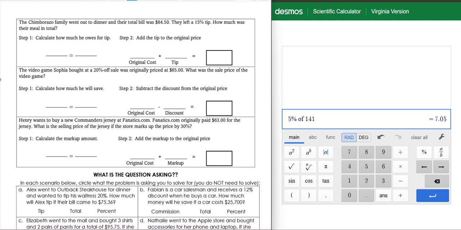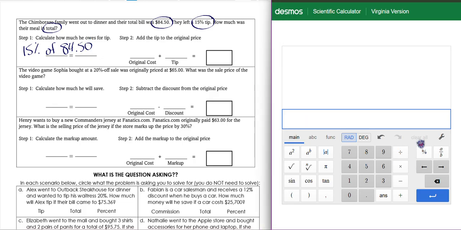All right, the Chimborazo family, sorry Lee if I pronounced that wrong, went out to dinner, and their total bill was $84.50. They left a 15% tip. How much was their meal in total? So we're going to set this up the same way. Again, if you're more comfortable with a proportion, use a proportion. I just feel very comfortable using Desmos on this. So 15% of $84.50. That's going to tell us the amount that we're going to tip.